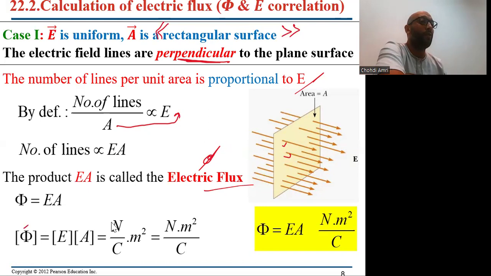What's the unit of the electric flux? As you know, the unit of the electric field is Newton per Coulomb, and the unit of the area is meter squared.